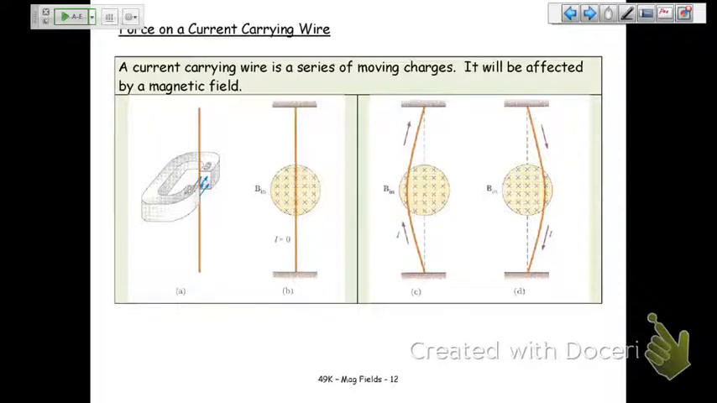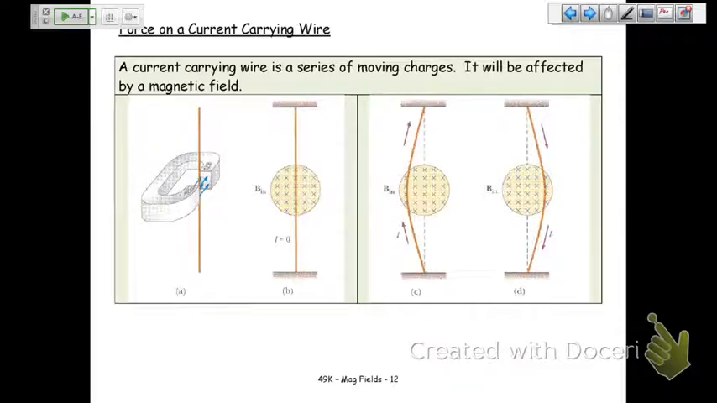If I have charge carriers being pushed around when they move through a magnetic field, if I simply have those charge carriers inside a piece of wire, which is called a current, then as the charge carriers are pushed around, they'll push the atoms around, which pushes the wire around. So I can actually move a wire by passing a current through it inside a magnetic field.